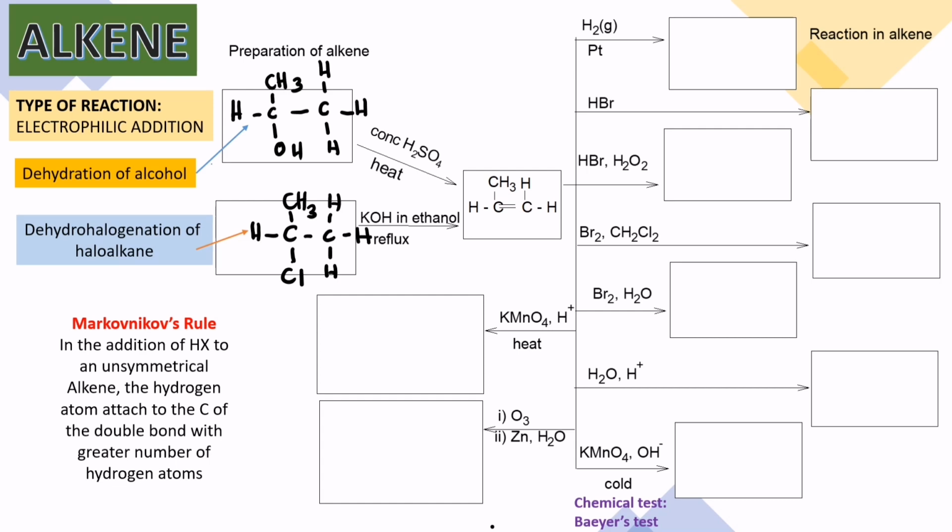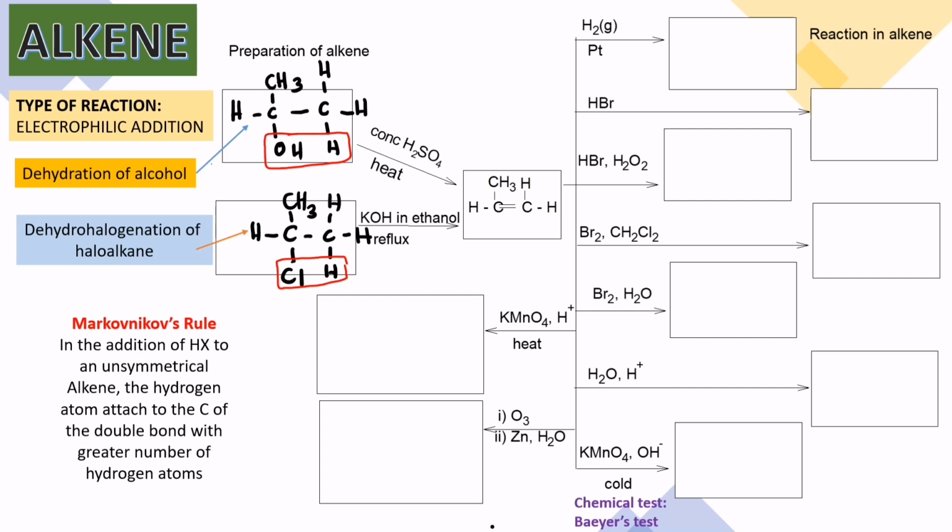First, dehydration of alcohol. From alcohol, by using concentrated H2SO4 and heat, H2O will be removed and a carbon-carbon double bond is formed. Second is dehydrohalogenation of haloalkane. Haloalkane with KOH in ethanol under reflux, HCl or HX is removed and a carbon-carbon double bond is formed.